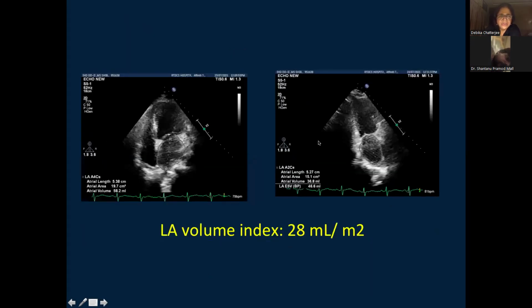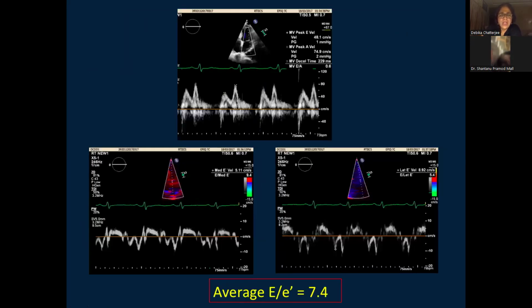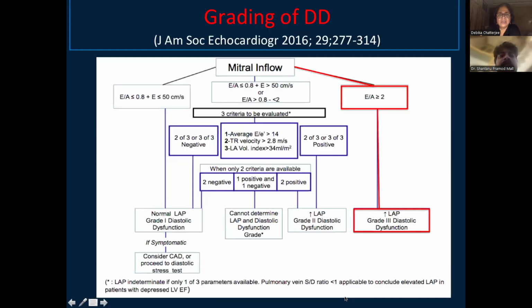And we check the LA volume, it's 28 ml per square meter. So it is much less than 34 ml per square meter. And also we see the average E by E prime, it turns out to be 7.4. So it is a grade 1 diastolic dysfunction.